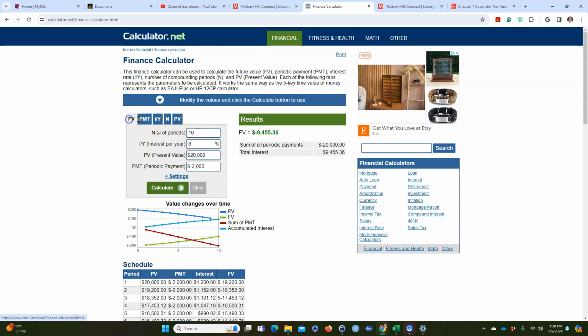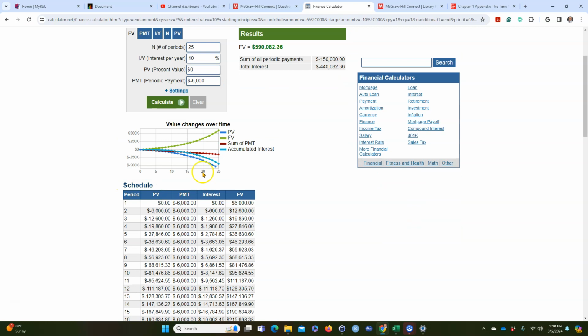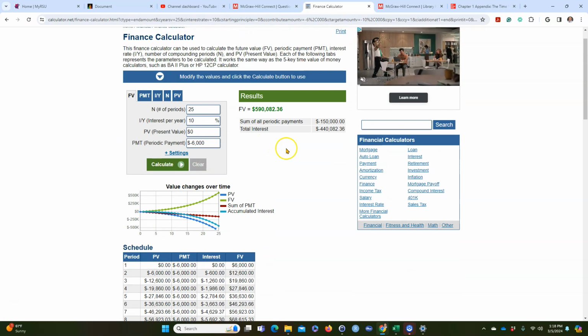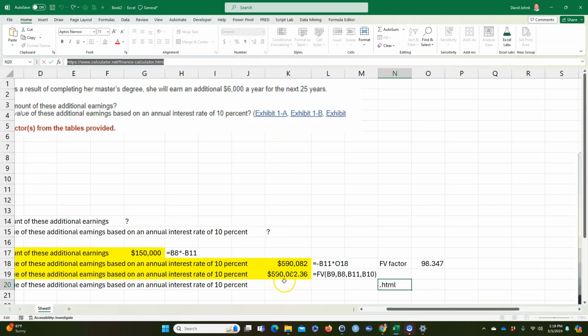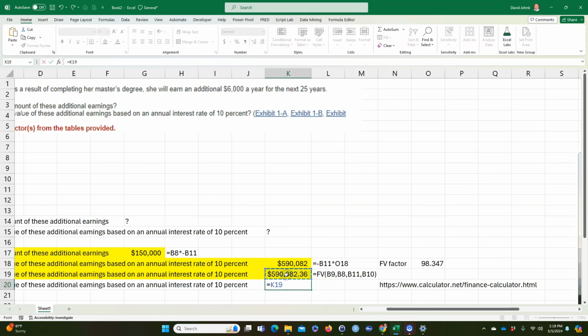Along this one, you can just solve for different things. I can solve for the payment, the interest, the number of periods, or the present value. In this case, we're solving for what we want in the future. So I put 25 in here, put 10% here. We're not starting out with any money, so this is 0. And I'm investing negative $6,000 every year. If I go calculate, okay, it shows you 590,823.6. And that's the same answer we got right here. So I could just say it's equal to the same thing I typed here. Okay.